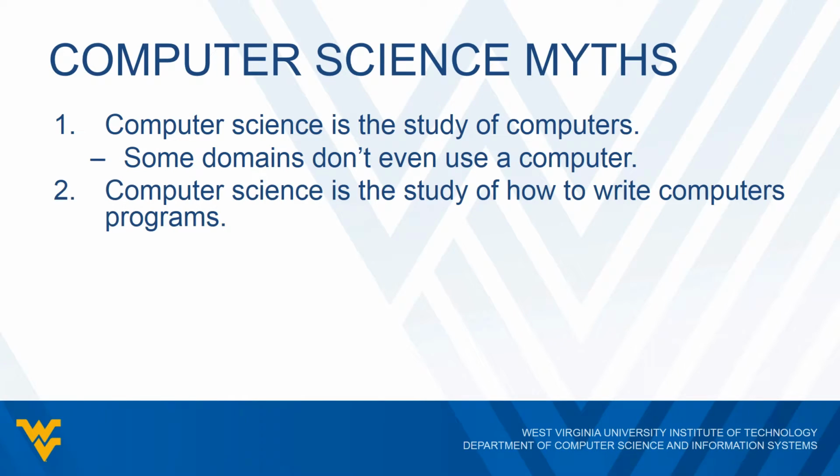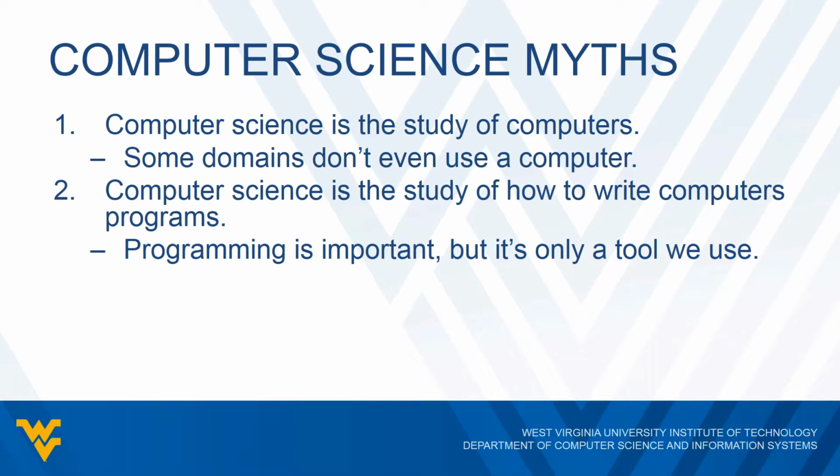The second myth is that computer science is the study of how to write computer programs. Now, this is partially true. Don't get me wrong, programming is important. We do a lot of programming, and we teach people how to write programs. That is a major aspect. But those programs are just a tool that we use for doing all sorts of different tasks. So it is a major part, but it's not the complete idea of computer science.